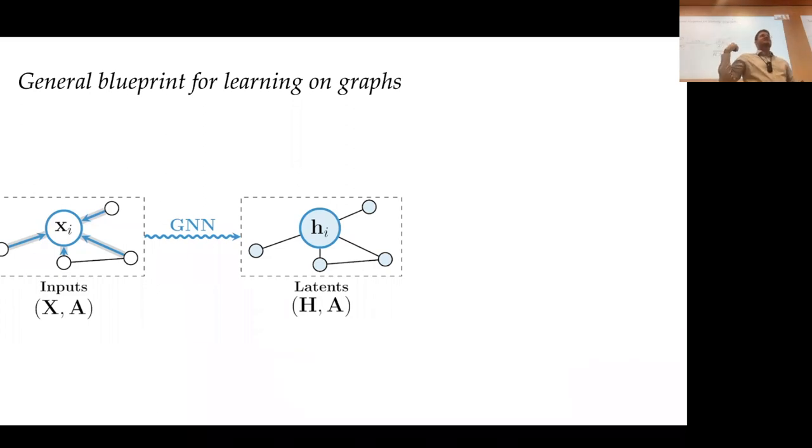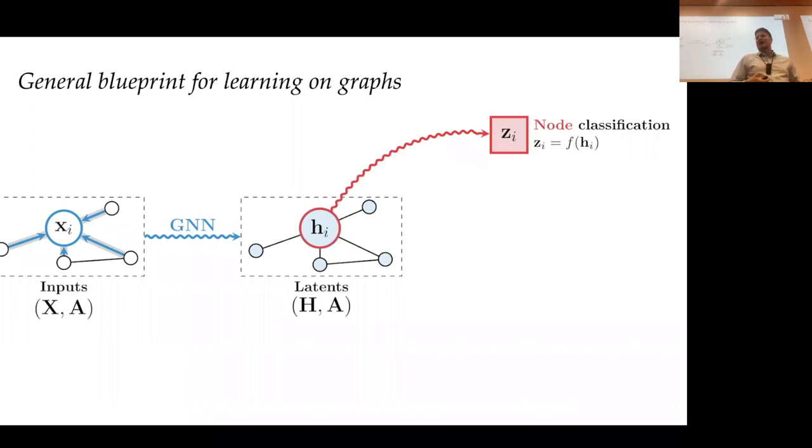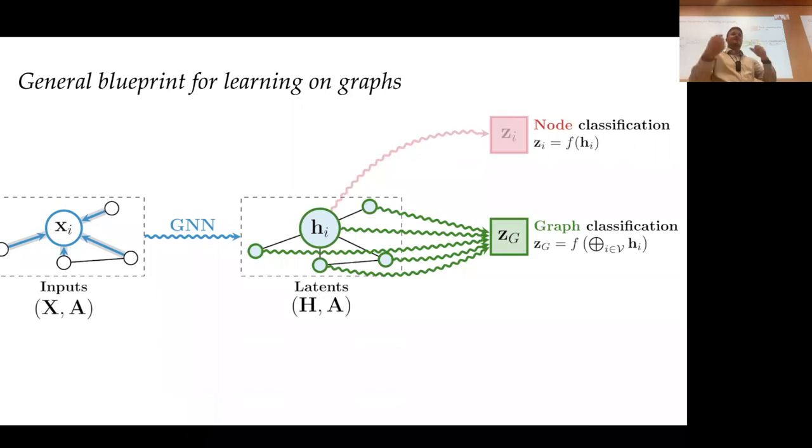And now once I have these latents, what can I do? Well, I can do node classification by just classifying each h_i vector separately with some classifier. That's a fully equivariant function. I can classify entire graphs, but I must be mindful that the function doesn't depend on the order of the nodes. So, as we discussed with deep sets, I need to reduce all of my node features with some ⊕ before classifying it.